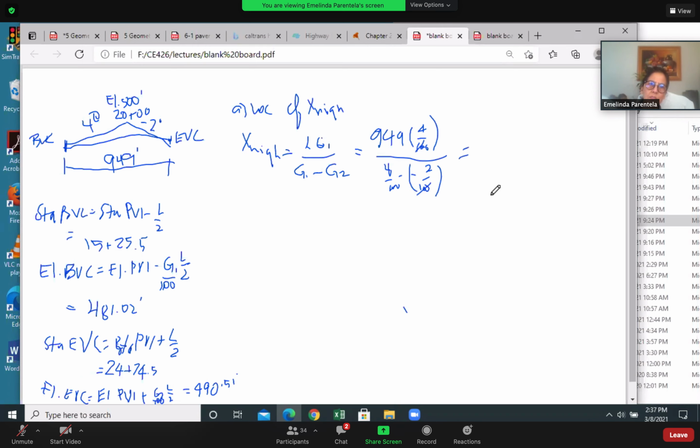So how much did we get here? So 949 times 4 divided by 6 will give 632.67 feet. So that's the location of the highest point on the curve. So that's at 632.67 feet.